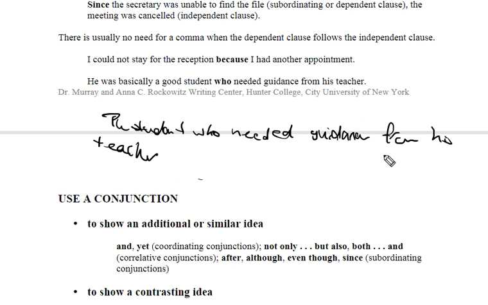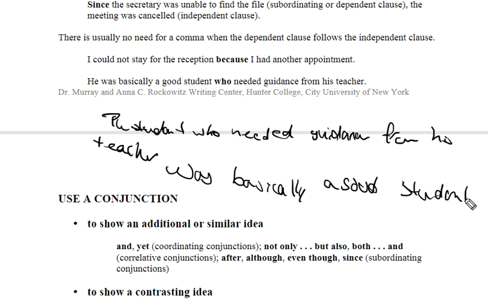The student who needed guidance from his teacher was basically a good student, or was basically good. We can do without a good. Was basically good. Dot. Now it makes more sense.